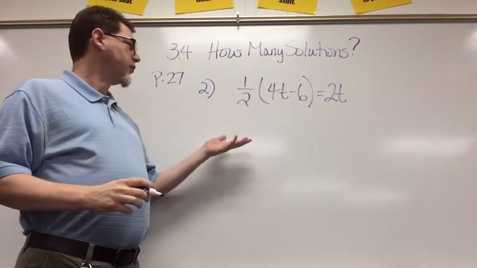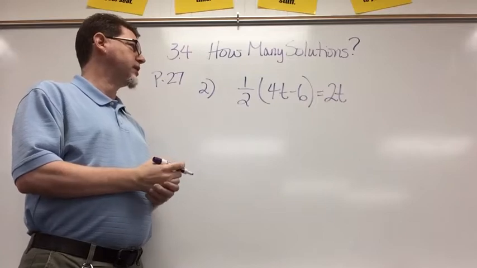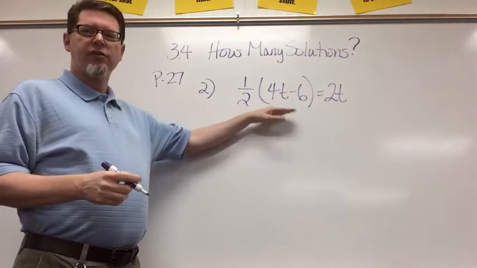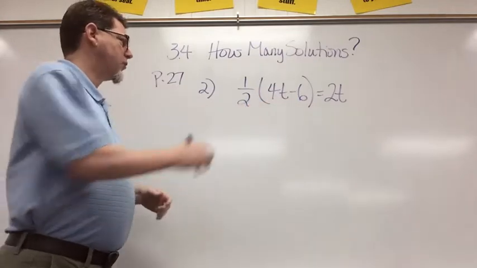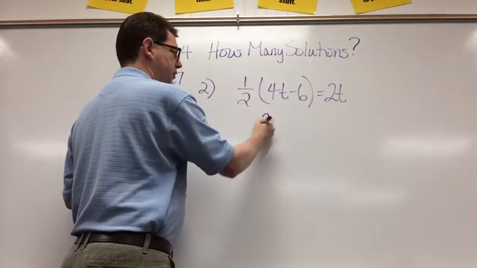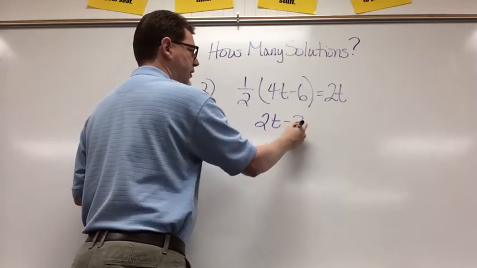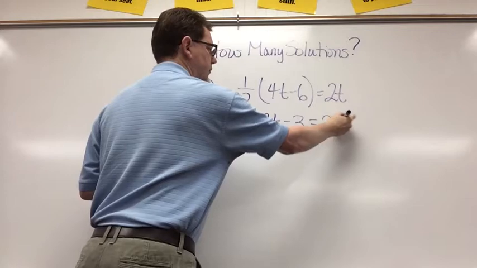Here's our next example. 1/2 times the quantity of 4t minus 6 equals 2t. Well, since I'm dealing with 1/2, I'm going to go ahead and distribute this one. 1/2 of 4t is 2t, and 1/2 of negative 6 is negative 3, equals 2t.